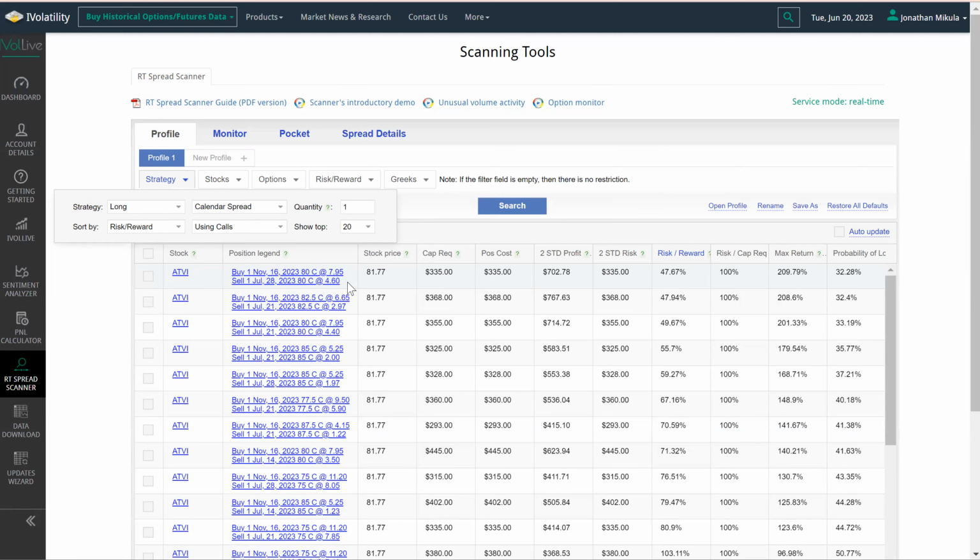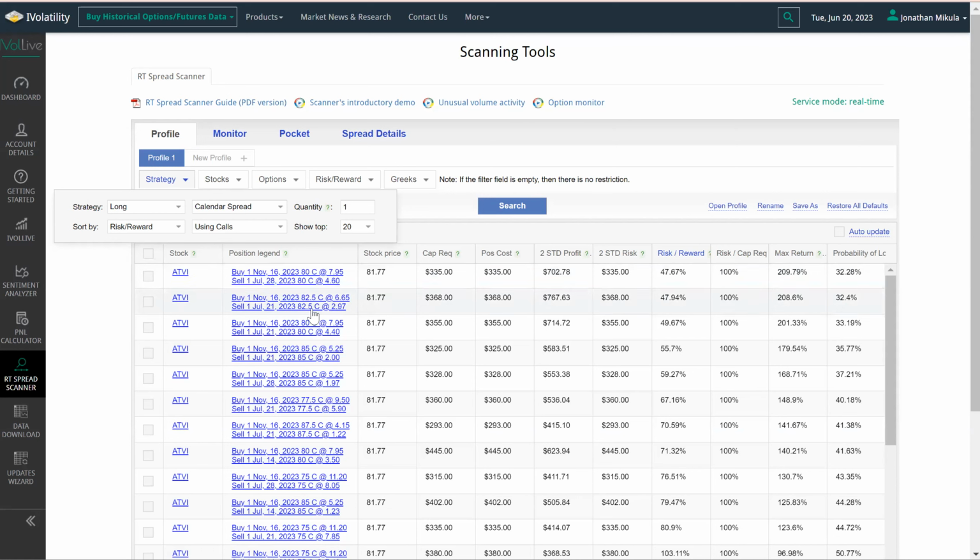Now, in a perfect world, here's what we want to happen. We want Activision to really trade around its current price between now and July 28th. In a perfect world, we'd want Activision to expire below $80 on July 28th, because then we'd keep this whole $4.60. And then we'd want Activision to start moving higher after July 28th, so that this November expiration would turn profitable. You can see this $80 call is already in the money because the stock price is $81.77.